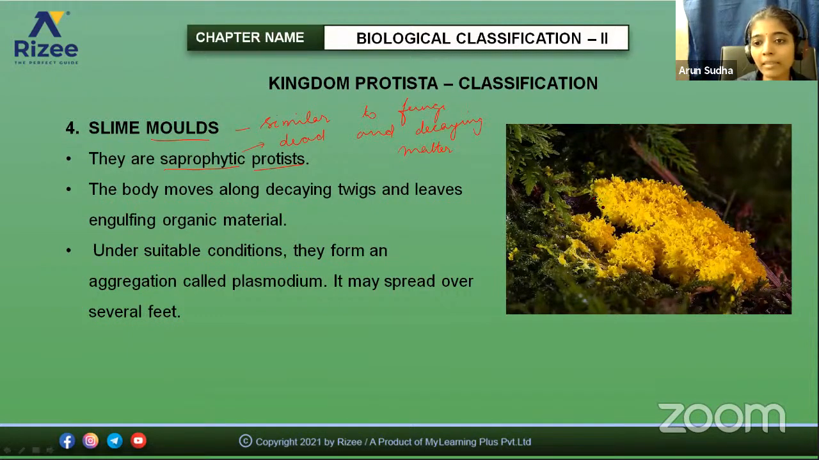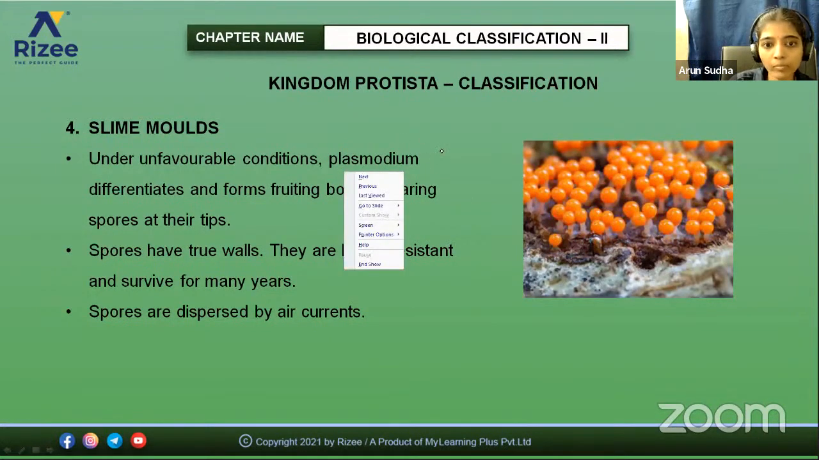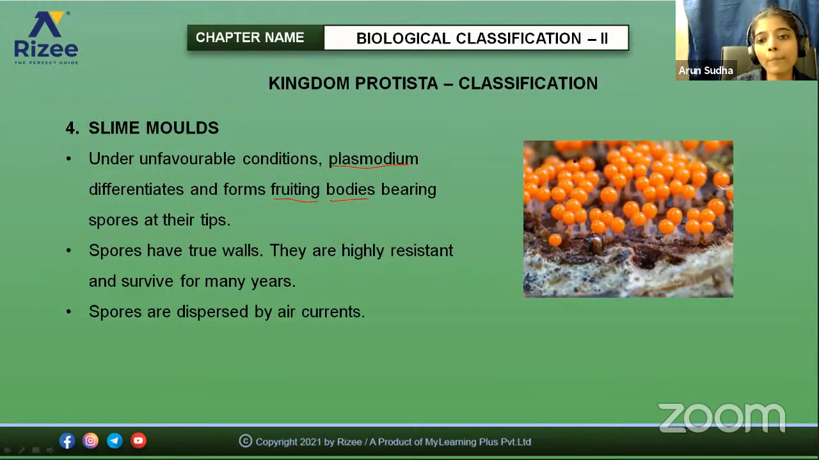So it looks like fungal growth. By appearance, it looks like a fungal growth. Under suitable conditions, they form an aggregation called plasmodium. The structure is called plasmodium, and it spreads very fast. By appearance, it looks exactly like fungal growth. But under unfavorable conditions, this plasmodium, that is the growth, forms fruiting bodies bearing spores at the tip.